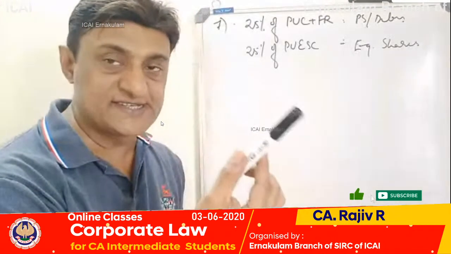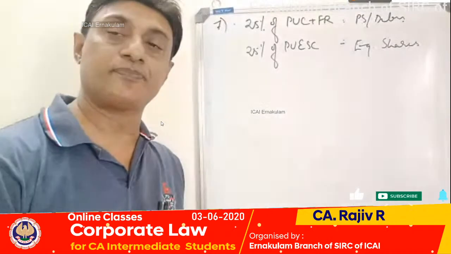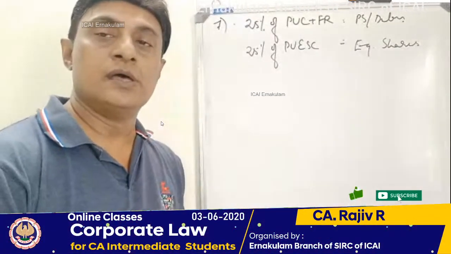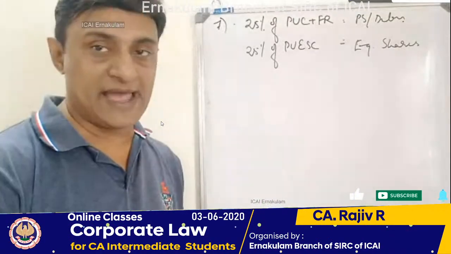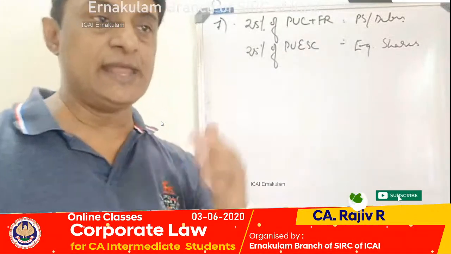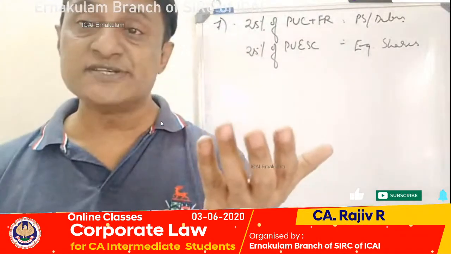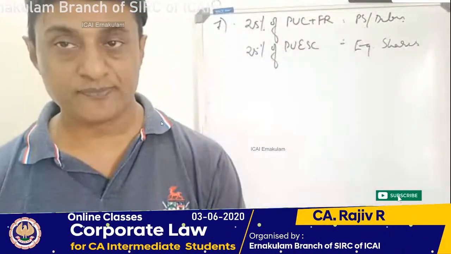Because it was originally designed for equity shares, we give that facility for equity shares. At a time, up to 25% you can buy back. So there is a limit. Which 25%? That you have to decide by the special resolution.